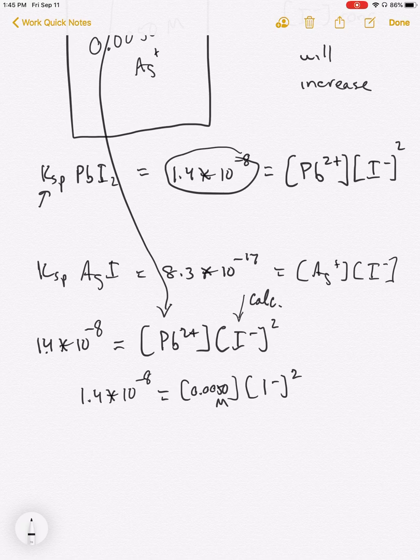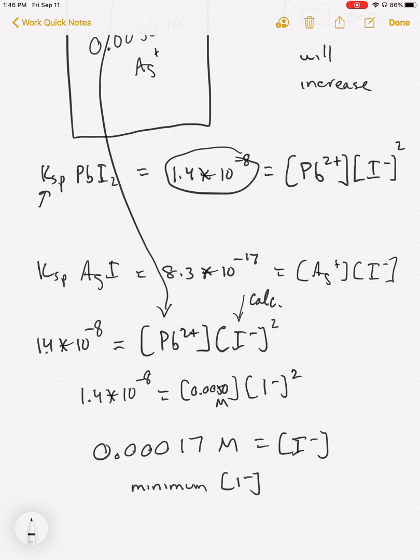Okay, we can solve that for the iodide, and we find that 0.00017 molar is the minimum I minus to precipitate the lead 2 iodide.